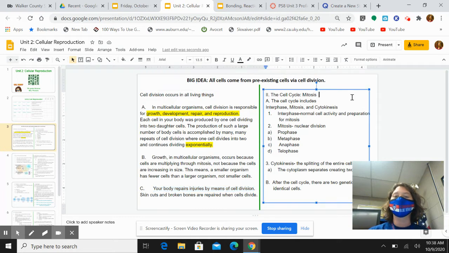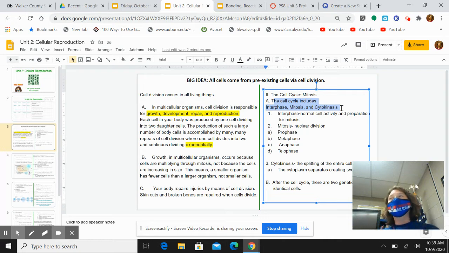Right side. The cell cycle is called mitosis. The cell cycle includes interphase, mitosis, and cytokinesis. I lied. The cell cycle is not called mitosis. Mitosis is part of the cell cycle. So under letter A, highlight, the cell cycle includes interphase, mitosis, and cytokinesis. Those are the 3 phases of the cell cycle.